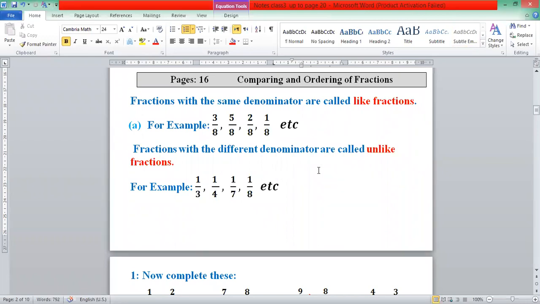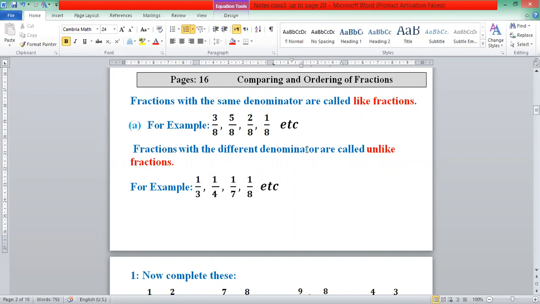Now I'm going to start page 16. In page 16, the topic is comparing and ordering of fractions. It means how we compare two or more than two fractions and how we write the fractions in order, in counting order, in backward counting order. Let us start.